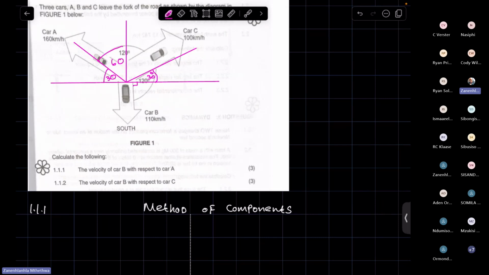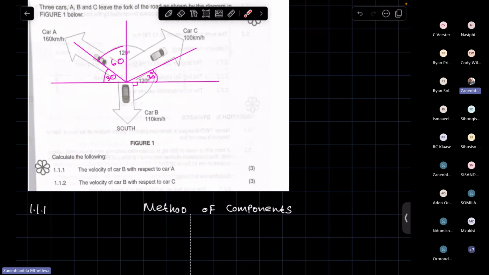30 degrees, right? Now the oblique vectors, you must make sure that you always reference their angles from the x-axis, right? So meaning we aren't going to use the 60 degrees. The 60 degrees is measured from the y-axis. So we are going to make use of 30 degrees because that's the one that is measured from the x-axis.